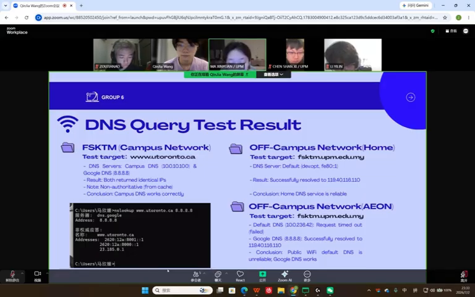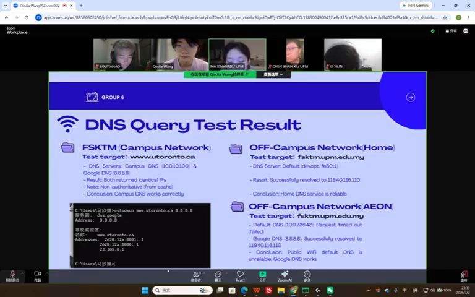Both of them give us the same IP address. The results are non-authoritative replies, which means the data comes from cache. So this tells us the campus DNS works fine. And the next is at home.